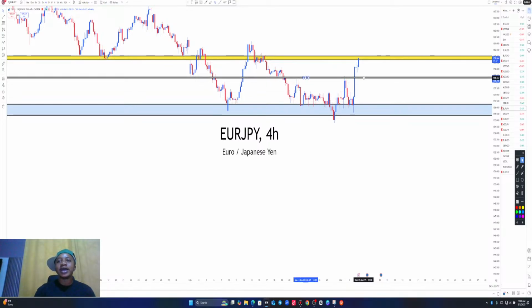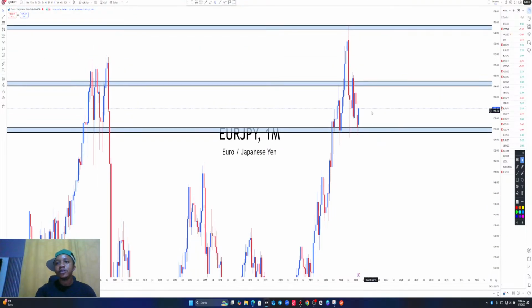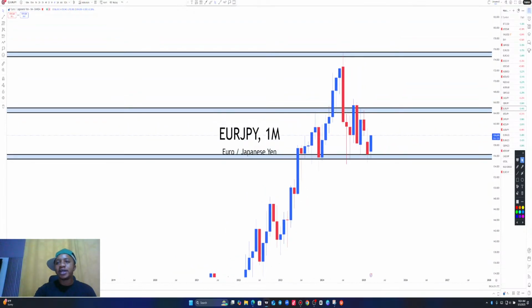Right, so UJPY, I'm going to start again on the monthly. Let's go to the monthly. All right, so this is the monthly time frame of EuroJPY. On the monthly time frame, look at this. We have the monthly upper zone, the mid range, and then the lower zone. Price is in a downtrend on the monthly.